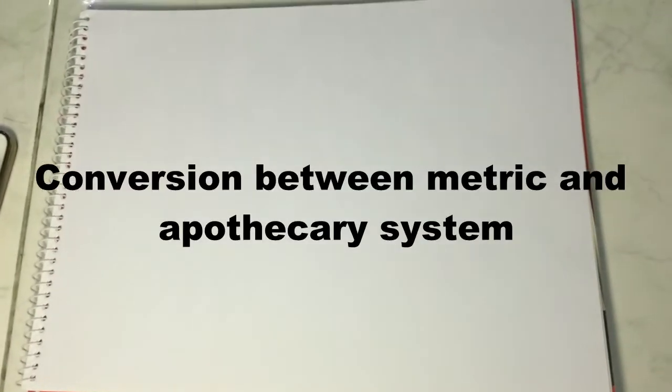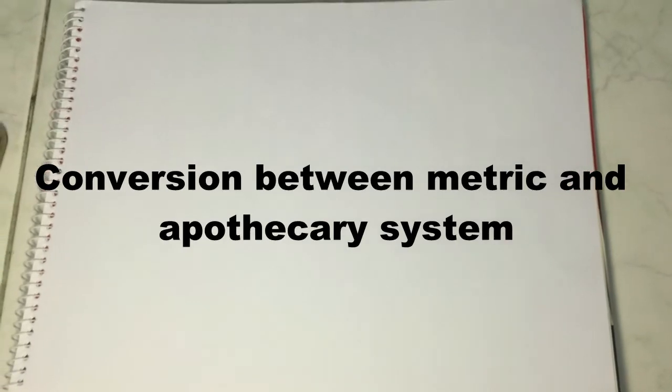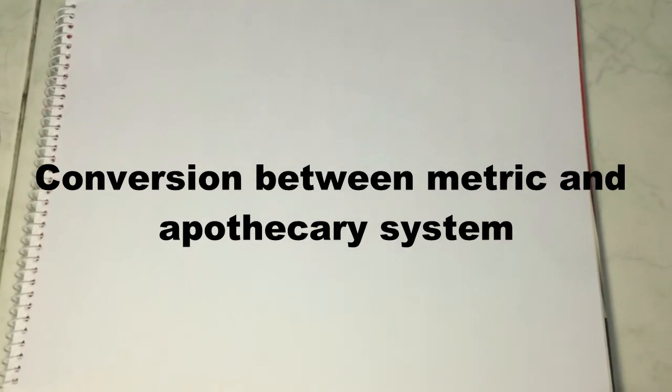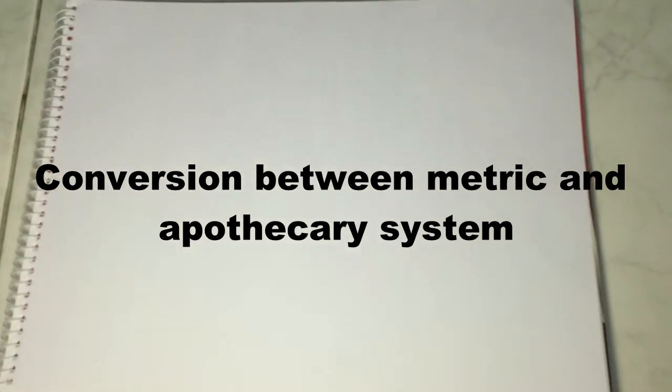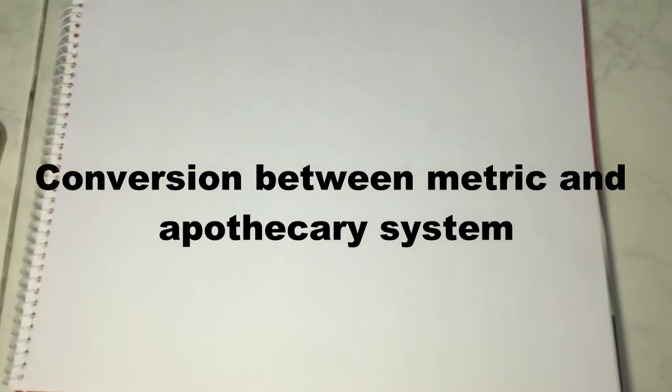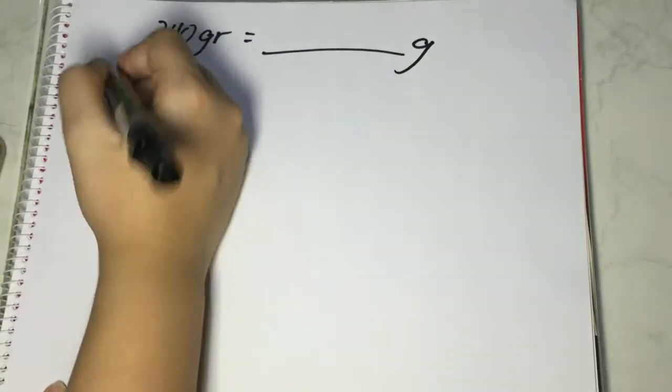Now we're done with household and metric system. What if we are going to convert between metric and apothecary system? At times you may need conversions between systems. That is why this is also discussed, and there's also a need for a relationship between two systems to serve as a bridge in pharmacy. Now, for example, 240 grains is equal to how many grams?